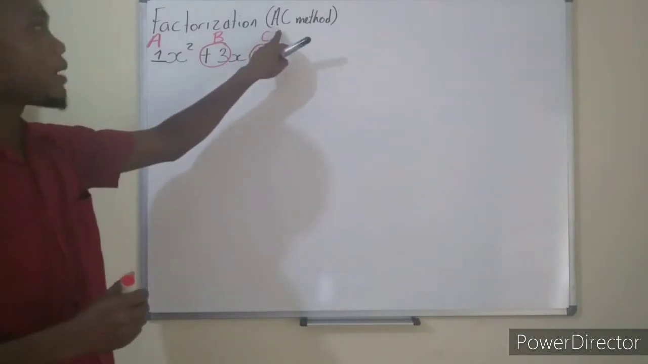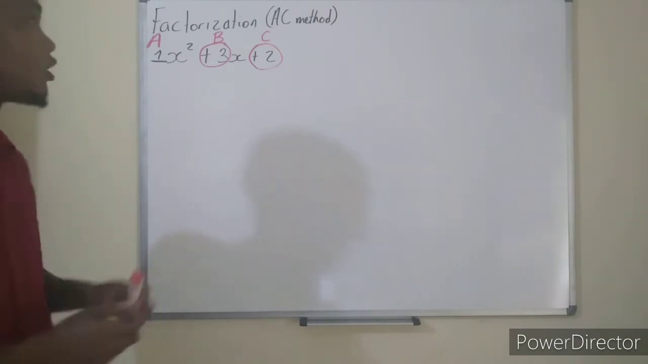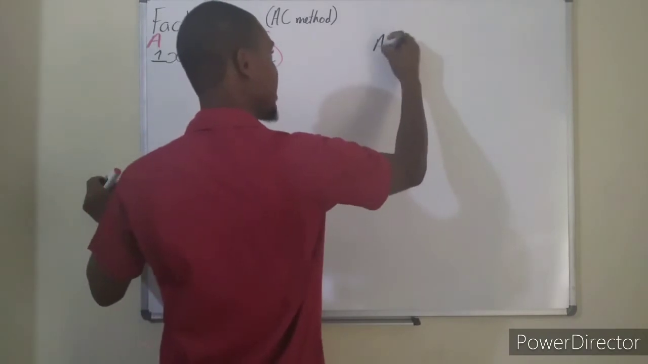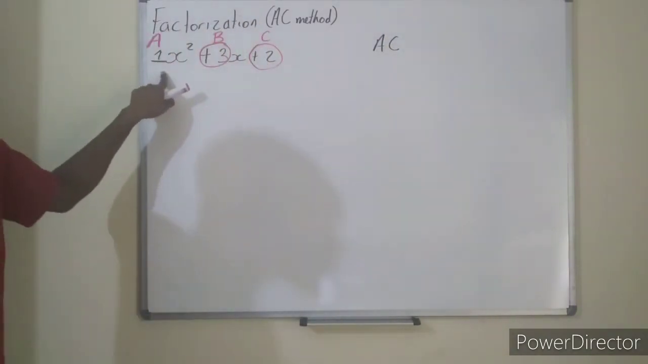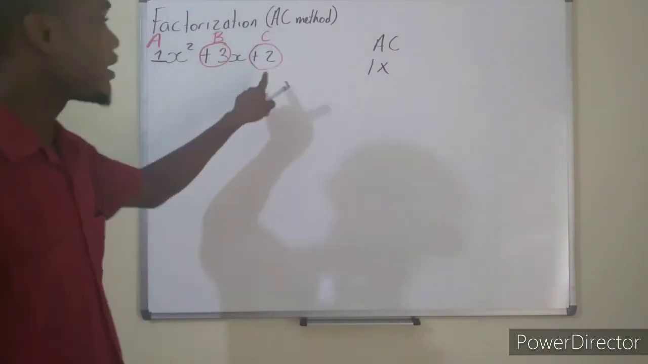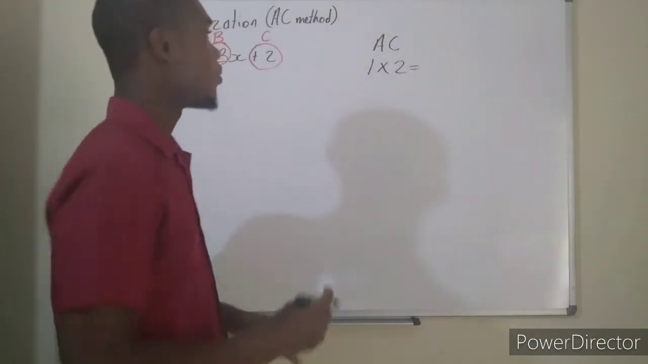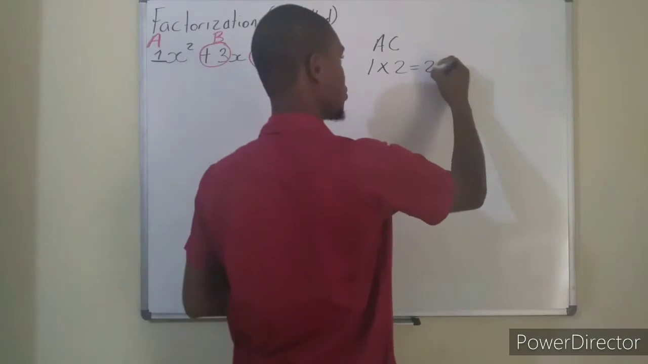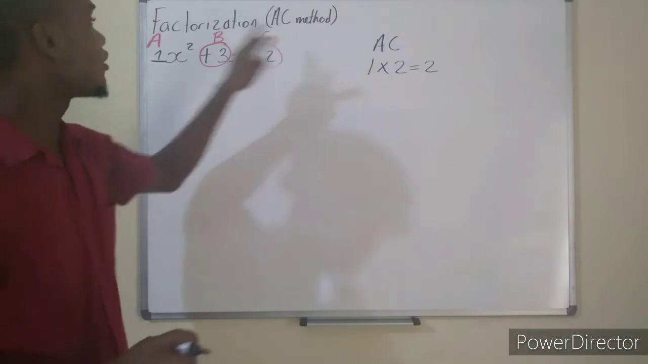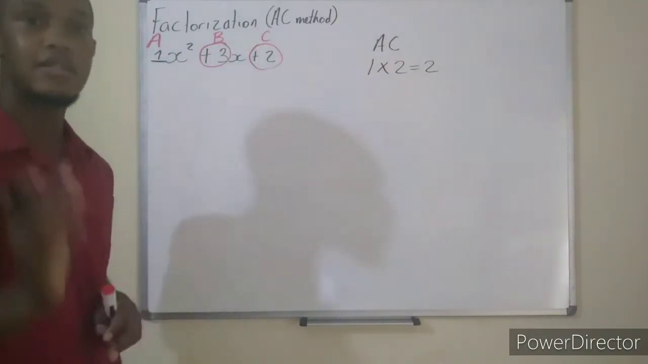Now, the fact that the method says AC means that you are supposed to multiply your values of A and C. So you can write it at one side, A, C. So A is 1, so you put your 1. Times C is positive 2, so it's 2. Now you multiply them. 1 times 2 gives you 2. So to find your AC, you will multiply your value of A and your value of C. So that's step 1.